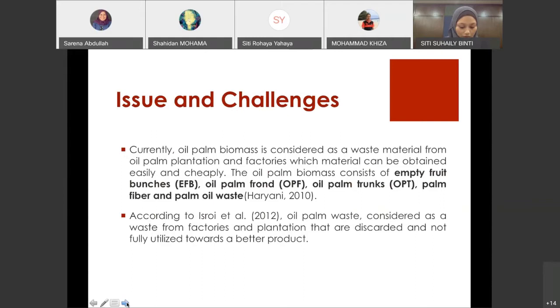The oil palm biomass consists of empty fruit bunches, oil palm fronds, oil palm trunks, palm fiber and palm oil waste. According to Israel, oil palm waste is considered waste from factories and plantations, which is not really utilized towards a better use. It has also become one of the low value factory wastes, which brings problems to the plantation due to the large quantity of disposal material.